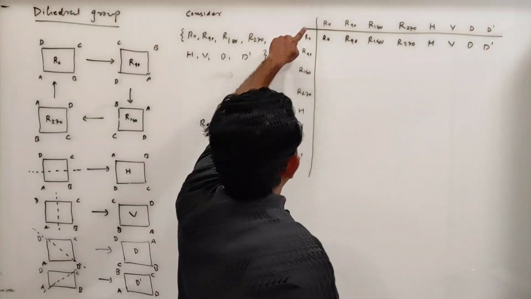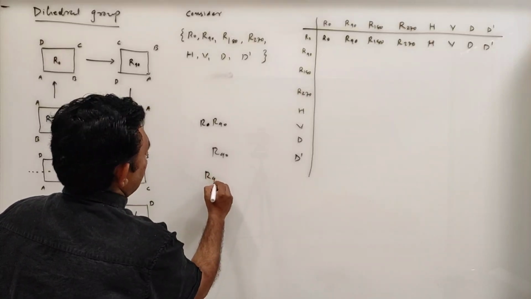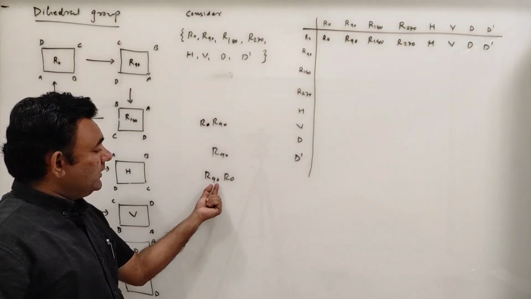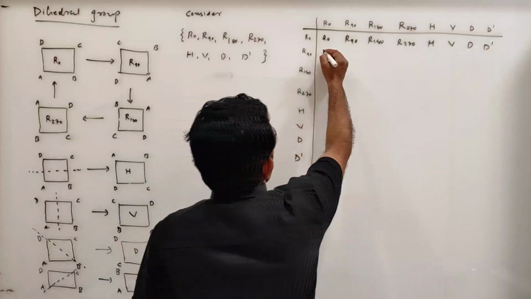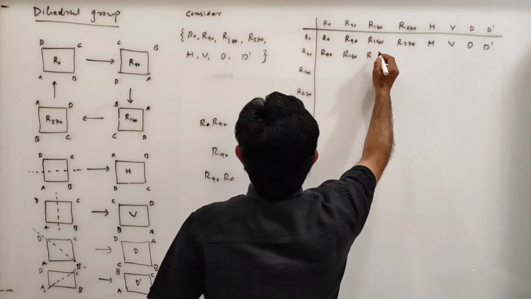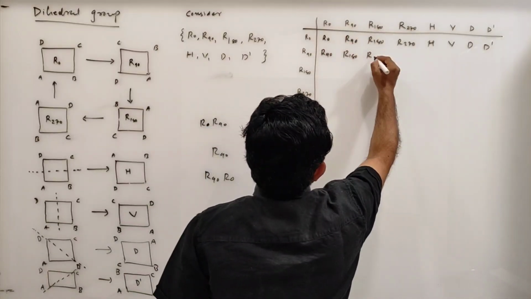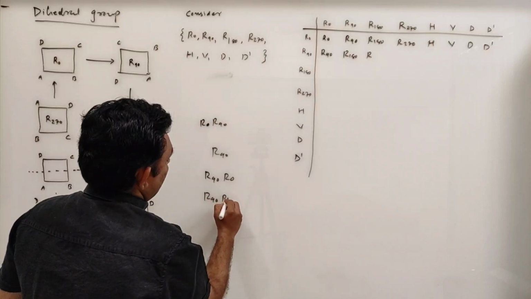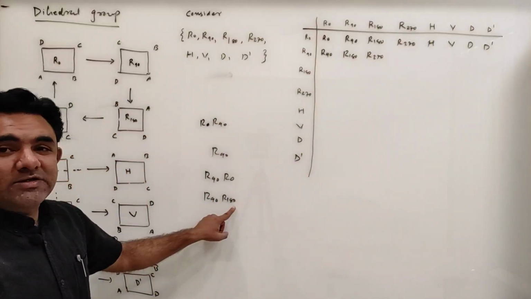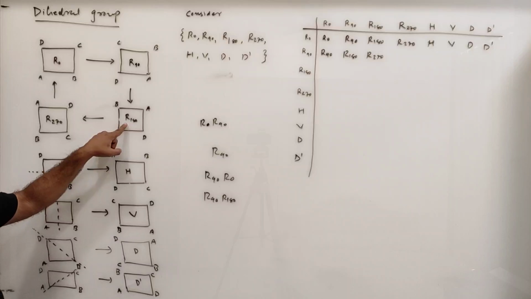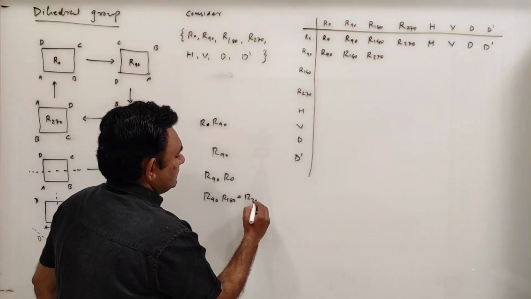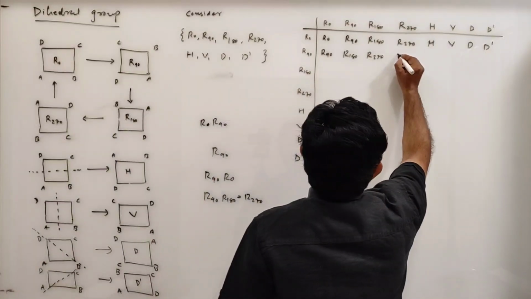Now R0, R90, R0. So you start with R0 and you give the R90 a 90 degree rotation, then you will get R90. Similarly, here you will get R180. You can verify this: R90 into R180 is R270. It is just addition, 90 plus 180 is 270. You start with the 180 position and give the 90 degree rotation, then you will get the 270 position. So this will be R270. Similarly, this will be R0.